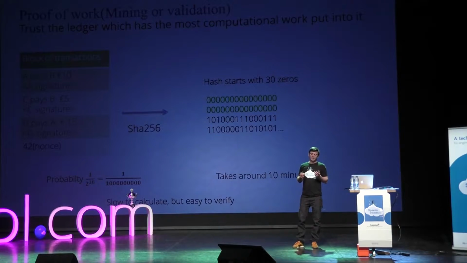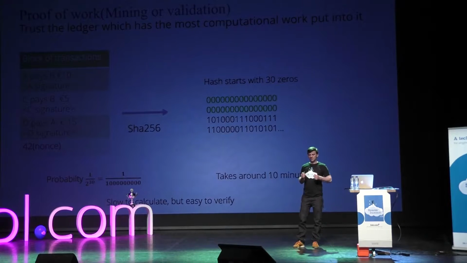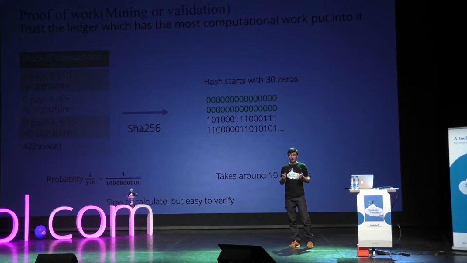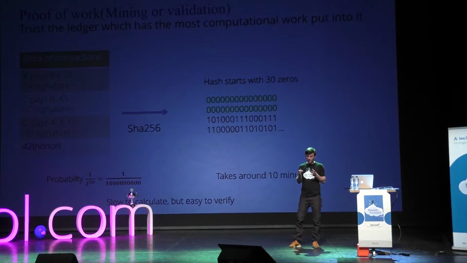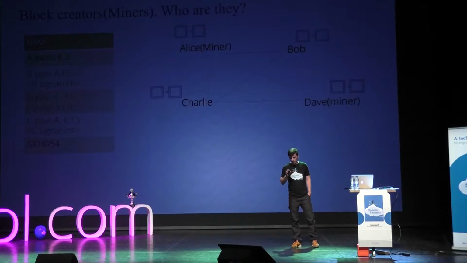If all inputs are random, the probability is about 1 per billion, and it takes around 10 minutes to calculate this. But it is very easy to verify as soon as this number is found. And this is what other nodes can verify very easily and very fast. Now, let's go back to our example.